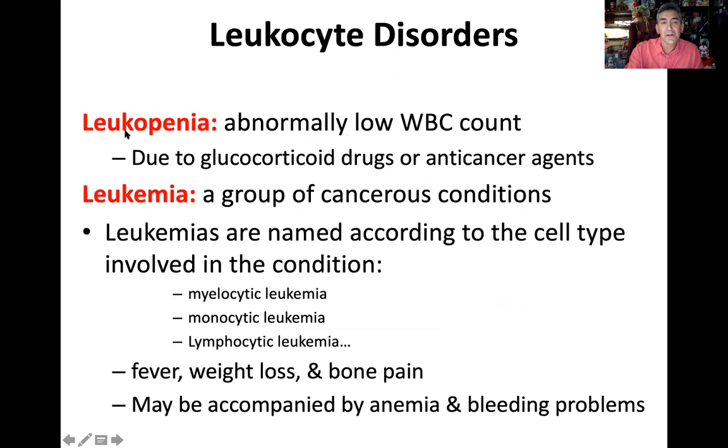If for whatever reason there is an abnormally low amount of white blood cells, we say that person is suffering from leukopenia, leukocyte deficiency, right? So there is an abnormally low white blood cell count. How can that happen? Well, certain drugs, maybe chemotherapy, maybe damage to the bone marrow, damage to the thymus. This can cause the white blood cell count to drop.